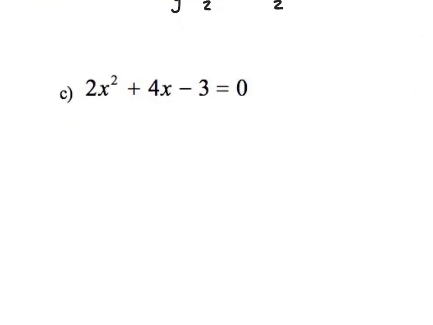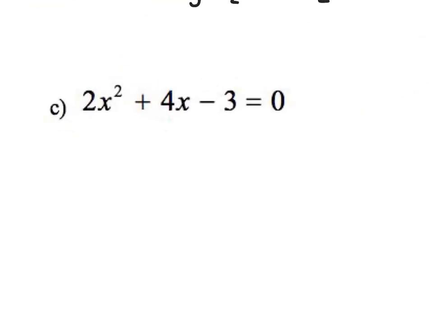Now in part C, this is the last one for this section. I've got 2x squared plus 4x minus 3 equals 0. Now, the first thing I want to do, whenever you're completing the square, is make sure the leading coefficient, the number that's always up front, is 1. Because this number isn't 1, I need to turn it into a 1. I do that by division, and I'm going to divide everything here by that number, 2.